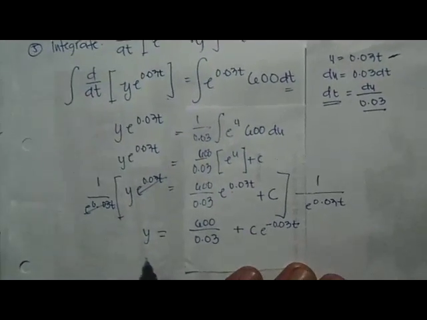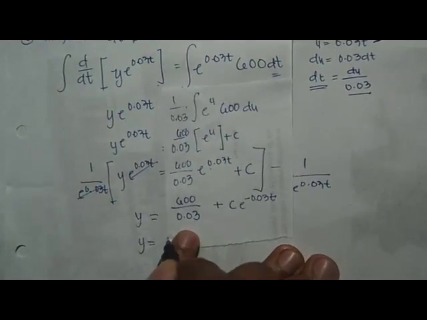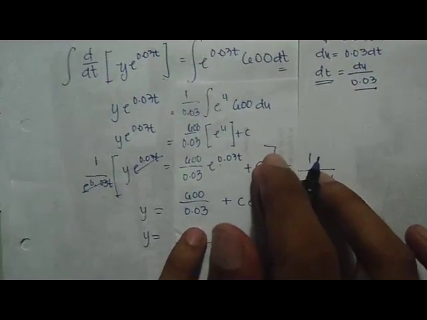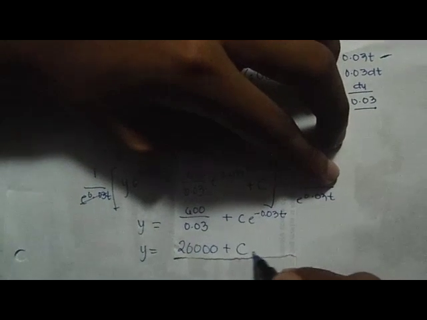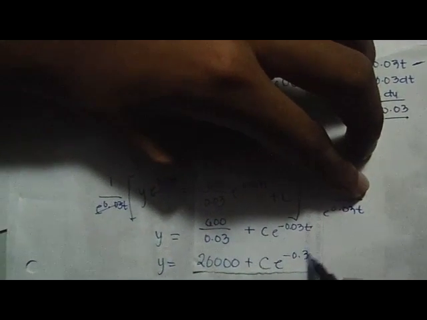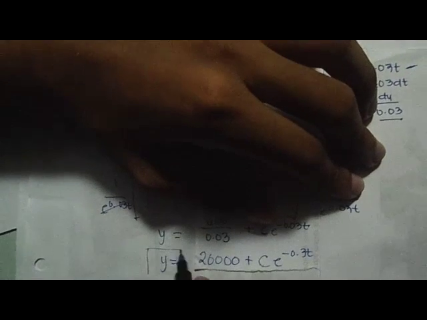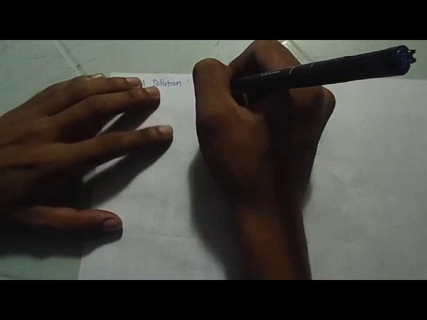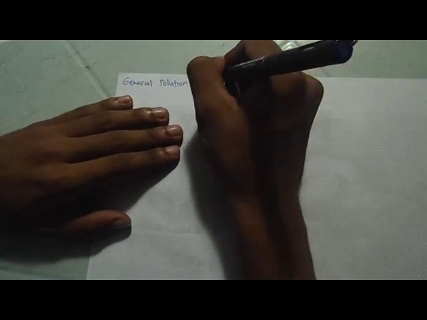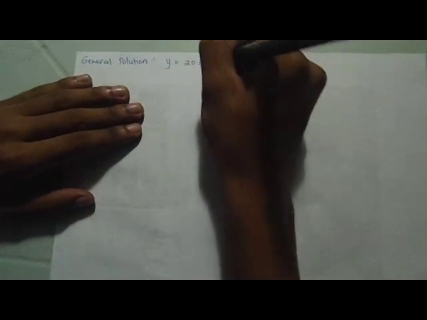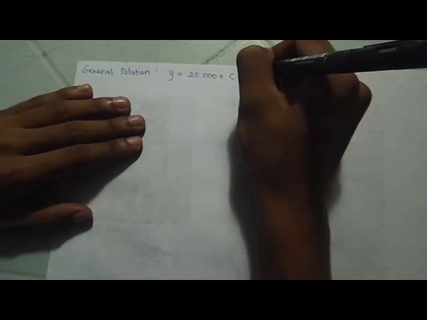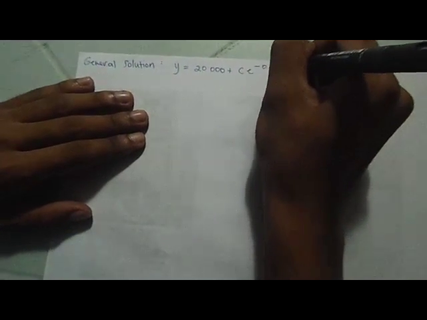Or we can rewrite it as 20,000 plus c times e to the negative 0.03t. So this is our general solution. We have already solved our general solution. Again, it was y, which is equal to 20,000 plus c times e raised to negative 0.03t.